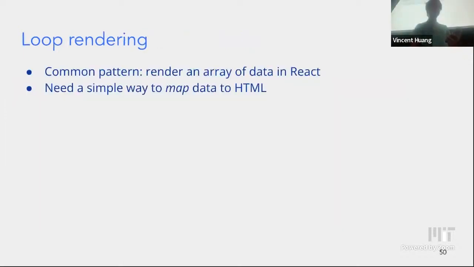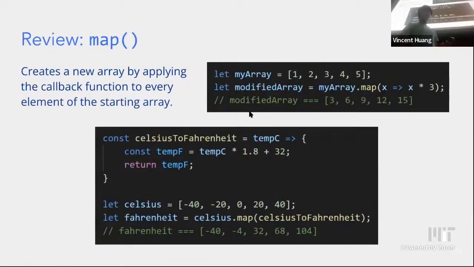Yeah, so now let's talk about another common pattern. This is loop rendering. Basically, we have an array of data in JavaScript and we want to display all the data. But the issue is that you can't just display an array in HTML. Instead, you need to return actual HTML elements. So we need a way to map this data from JavaScript to HTML. The way we'll do that is with the map function.